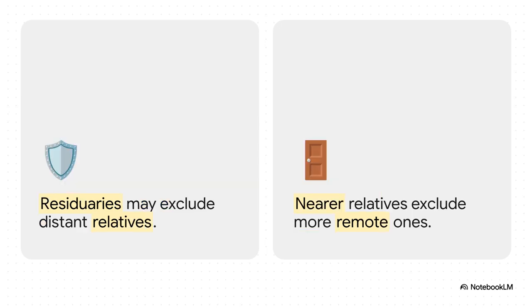Point 3. Exclusion rules. Sunni, residuaries may exclude distant relatives. Shia, near relatives exclude more remote ones. This perfectly clarifies exactly how that Sunni residuary concept actively operates. A residuary in Sunni law can effectively sweep away the estate, pushing out distant kindred entirely. But in strict Shia proximity, a closer blood tie absolutely shuts the door on a further one, regardless of whether they're a traditional sharer or not.